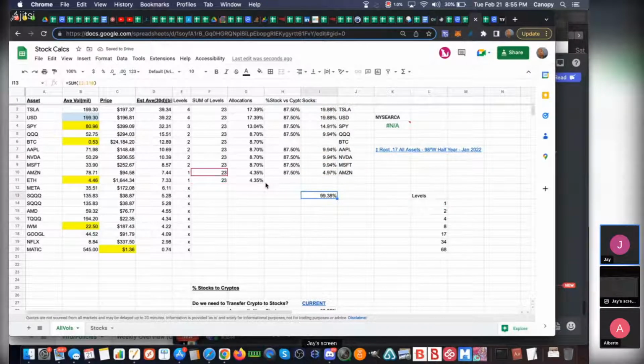99.38. So something is weird. Let's make sure this is the sum of E2 to E11. So that's correct. We're missing here the Bitcoin. No, we don't want Bitcoin, because we're subtracting the Bitcoin. That's why we're multiplying by the 87 point.